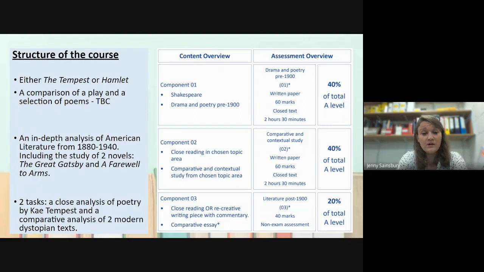And then the coursework, which you will complete in Year 12 and have done by about Christmas of Year 12, as it's only 20% of your course, is close analysis of a contemporary poet, so Kay Tempest. Some of you might have seen some of her Glastonbury performances, as I think she performed at the Brit Awards recently as well, and also 2 modern dystopian texts, and those are 2 separate essays. We'll of course talk you through that in September.